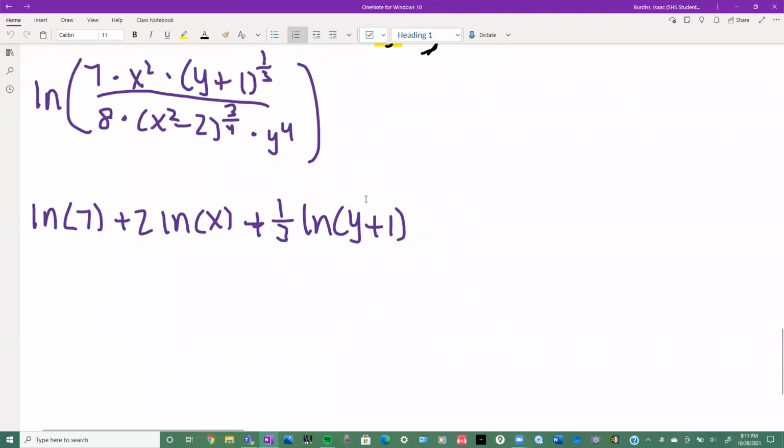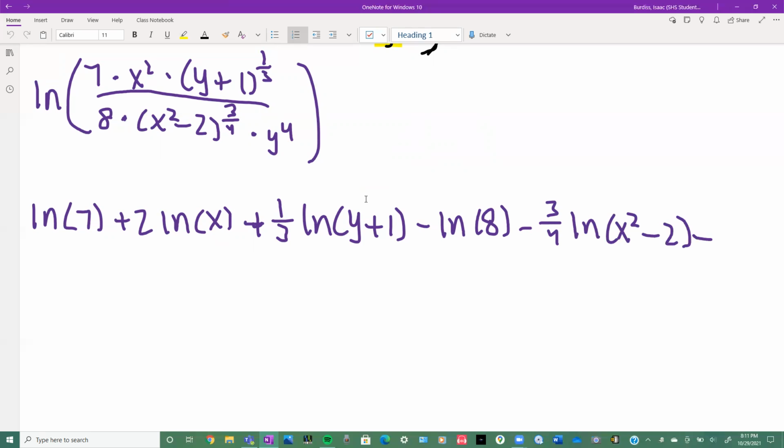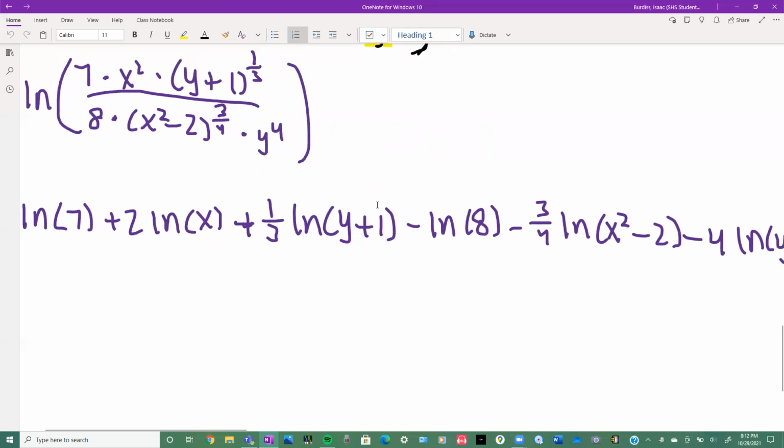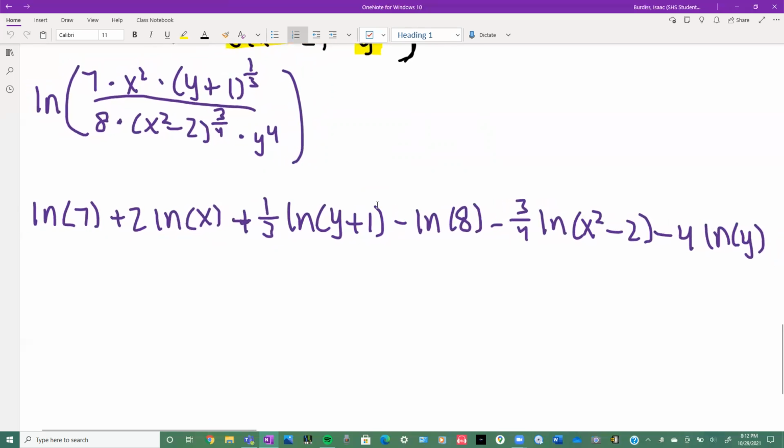Okay, now we're doing the things in a denominator, so we have ln of 8. It's got to be minus since it's in the denominator. Then we have 3/4, because that's the exponent. Ln of x squared minus 2. And then the y to the 4th would be minus 4 ln of y. And that kind of cut off. No, a little bit. Okay.